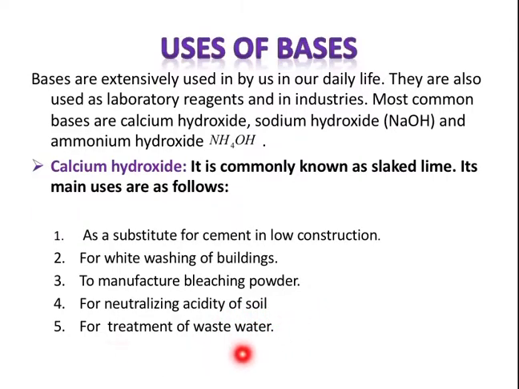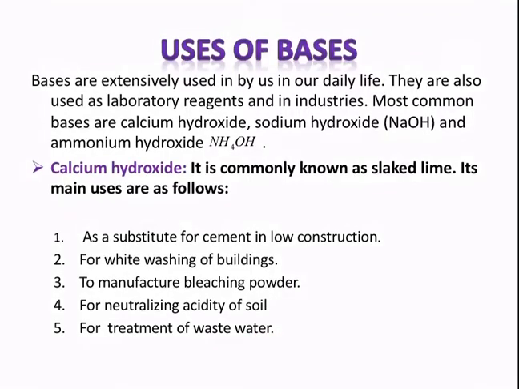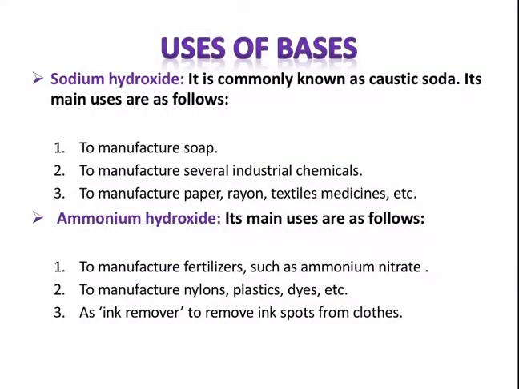For the treatment of wastewater, waste from factories contains acids. If such water is released into a water body, it can harm the fish and other water animals. The factory waste is therefore treated with calcium hydroxide to neutralize the acid before the wastewater is released into the water. Now, moving further, sodium hydroxide.